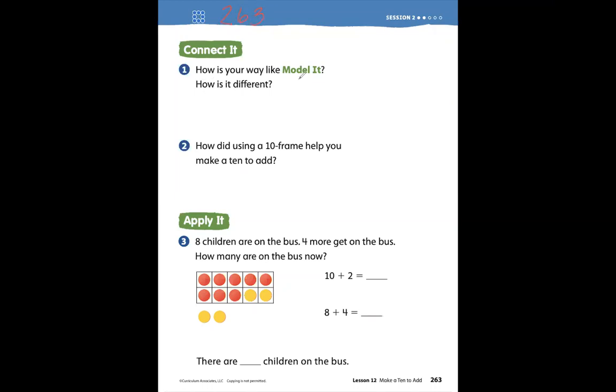Connect it. How is your way like model it? How is it different? Well, we've already explained and shown different ways that we can add and move things around. Because we did so many different views of that on the other pages, we're going to skip through that. Okay, so number 3 says apply it.